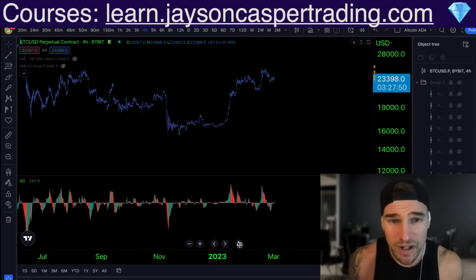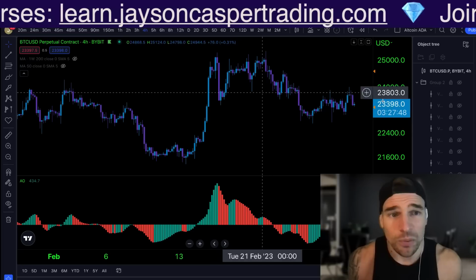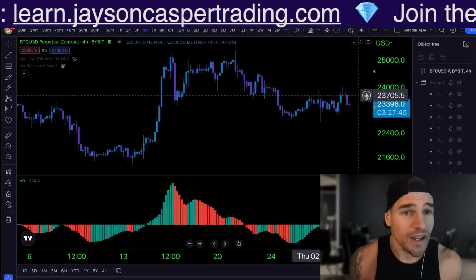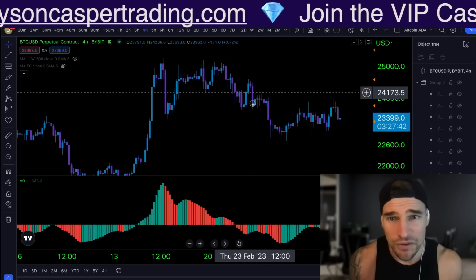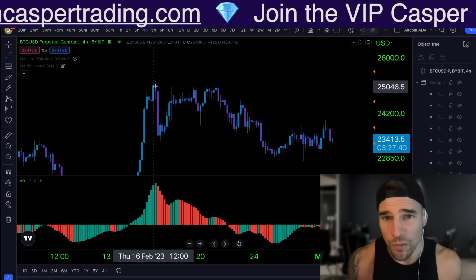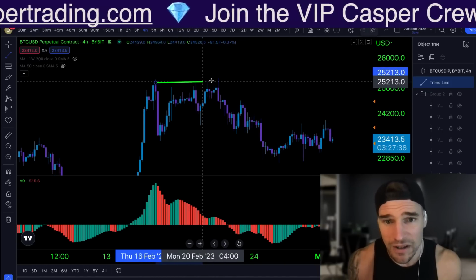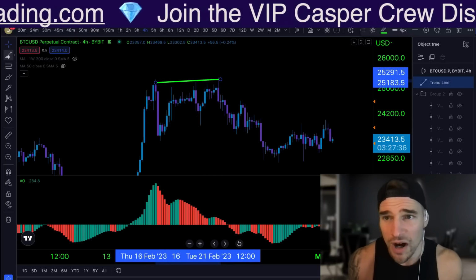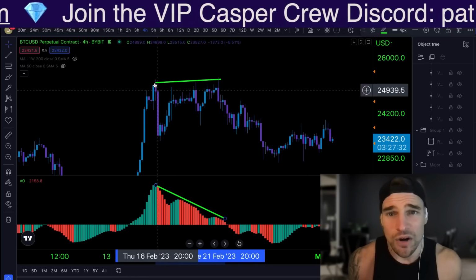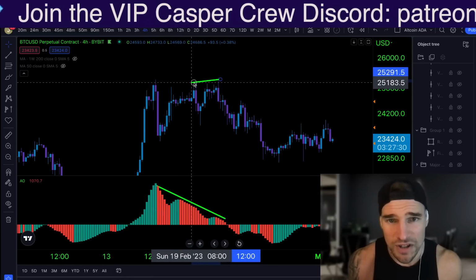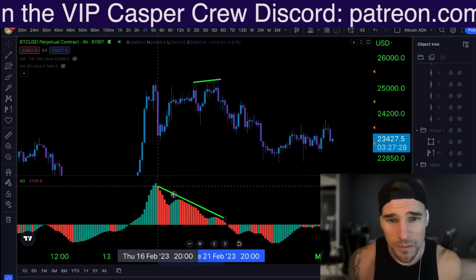So in order to enter a trade, what we want to do is we want to see something called a divergence. A divergence is when the price and the oscillator do the opposite thing. For example, when the price is getting higher, like it is right here, but our oscillator is getting lower like it is right here. This is called a bearish divergence because price is getting higher, but the momentum is getting lower.